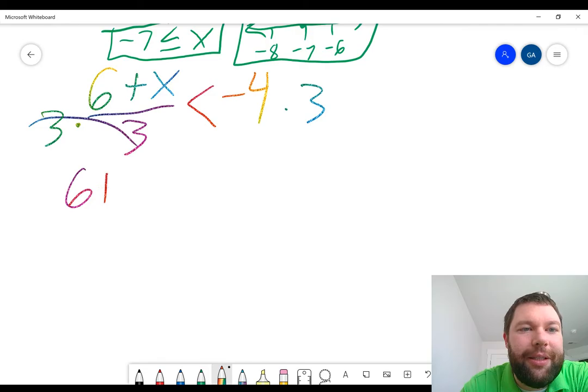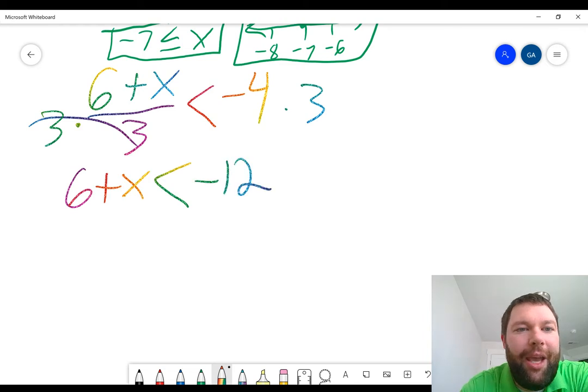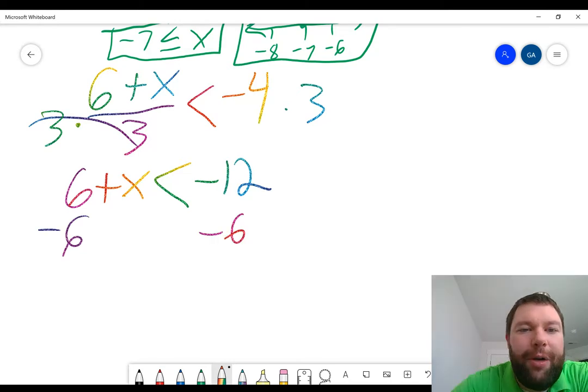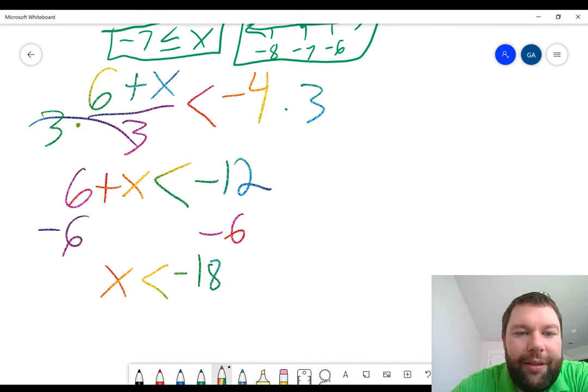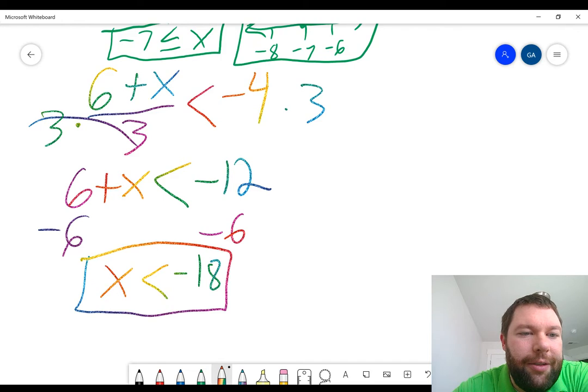I'm left with 6 plus x is less than negative 4 times 3, which is negative 12. Then I just have the 6 to get rid of. It's a positive 6 and it's adding, so I'm going to subtract 6 from each side. Negative 12 minus 6 is negative 18. Now, again, notice I did not change the sign. Subtracting does not do anything to an inequality symbol. So this is my final answer right here. Okay, so that's one answer.